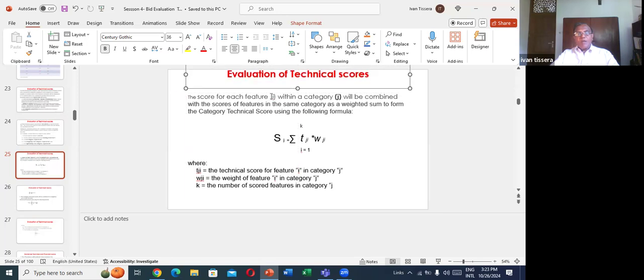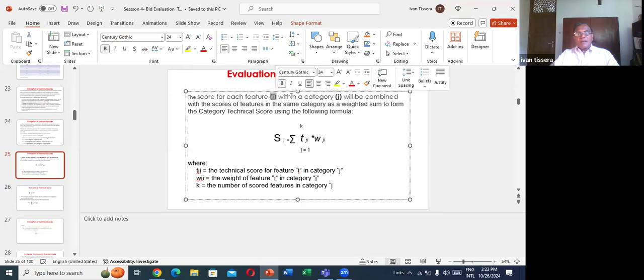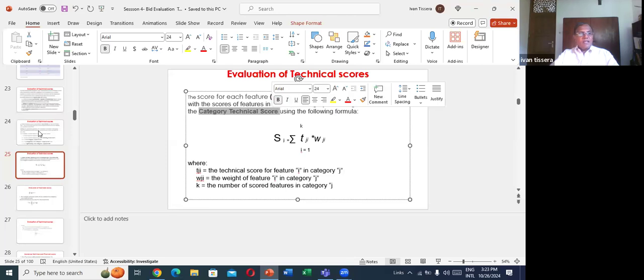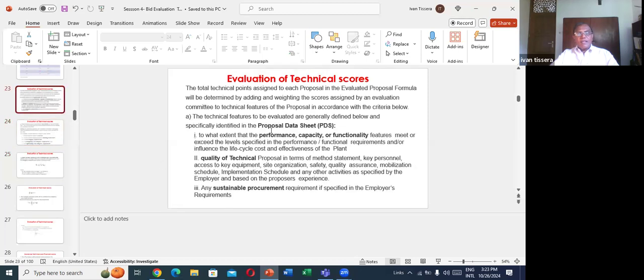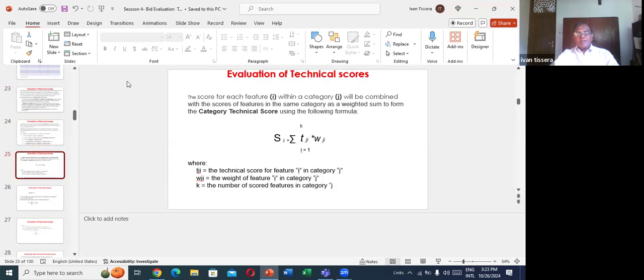We have different categories, right? The scores of features in the same category will be combined as a weighted sum to form a category technical score. So we have 3 categories, say here quality, performance, and sustainability. There are 3 categories. So T is the technical part, we get only the technical part here, into W_JI.